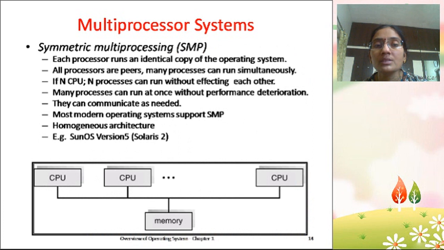In symmetric multiprocessing, each processor runs an identical copy of the operating system. All processors are peers. Many processes can run simultaneously. If there are n CPUs, n processes can run without affecting each other. Many processes can run at once without performance deterioration. They can communicate as needed. Most modern operating systems support SMP. It has a homogeneous architecture, and examples are SunOS version 5 and Solaris 2.